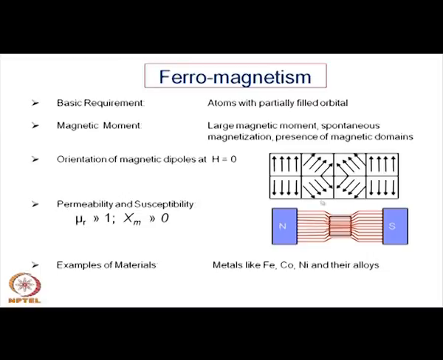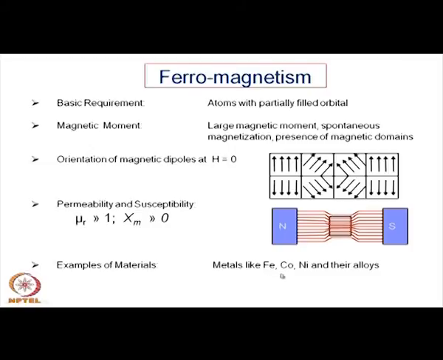Most important thing, in the presence of a magnetic field, they get strongly coupled with the ferromagnetic material. So, the lines of force get concentrated and pass through the magnetic material. So, their coupling is quite strong. In other cases, the coupling is quite weak.